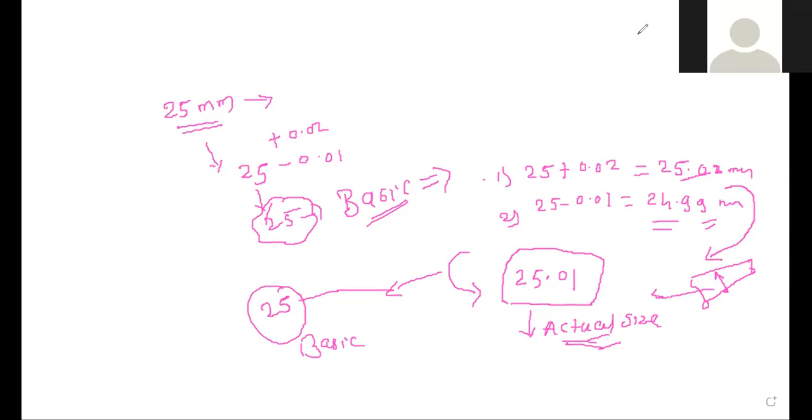Anybody? What are the different advantages of the tolerances? For accuracy. To make more parts with the actual. For perfect accuracy.